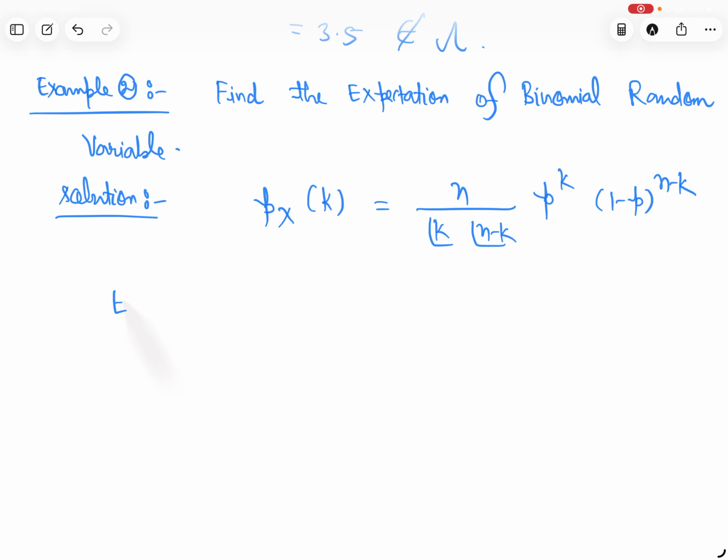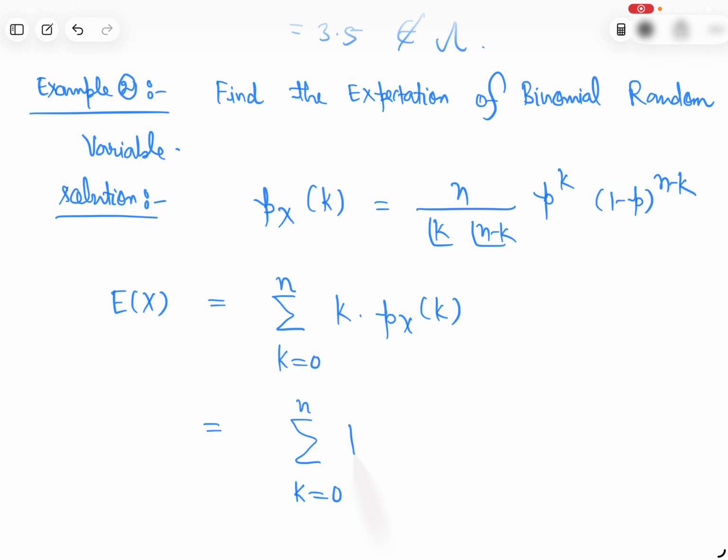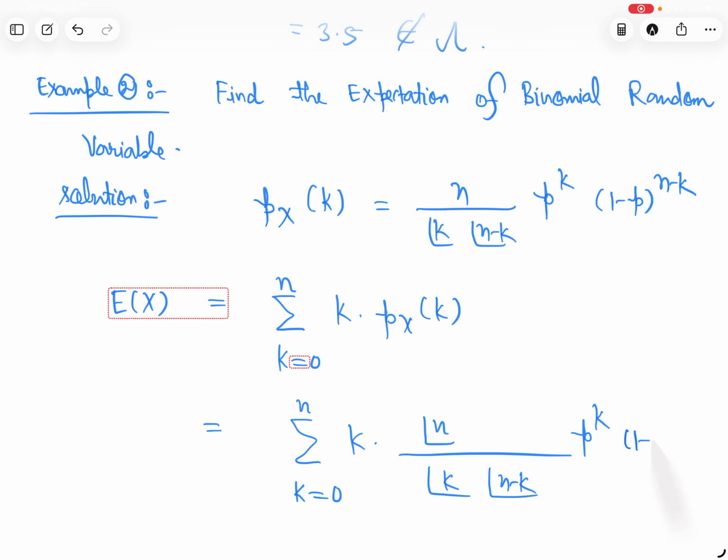So E(X) will be equal to summation k goes from 0 to n of k into p(x_k), which is summation k from 0 to n of k into n factorial upon k factorial (n minus k) factorial, p to the power k, (1 minus p) to the power n minus k.